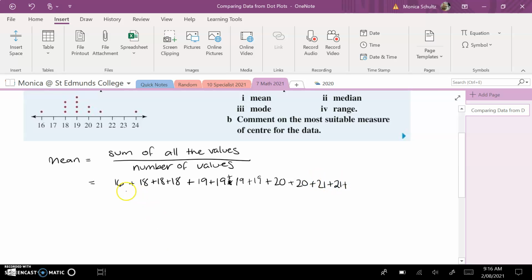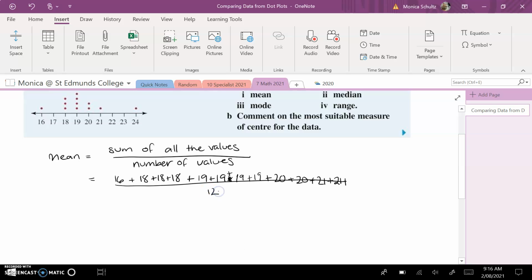There we go. And if I count all these up, my writing is looking atrocious today. 1, 2, 3, 4, 5, 6, 7, 8, 9, 10, 11, 12. Should have divided by 12. So I'll just double check that. 1, 2, 3, 4, 5, 6, 7, 8, 9, 10, 11, 12. Awesome.